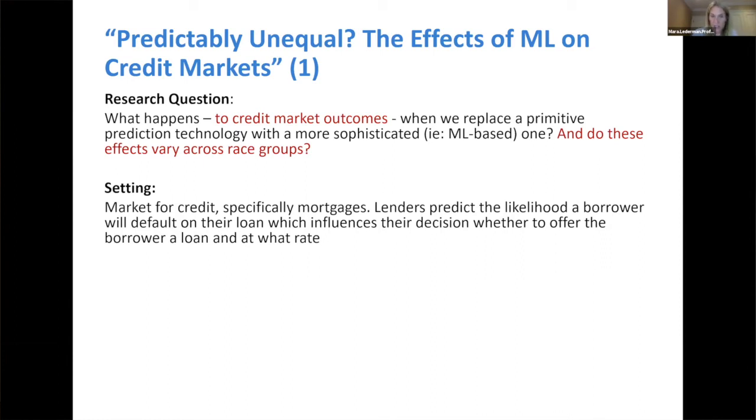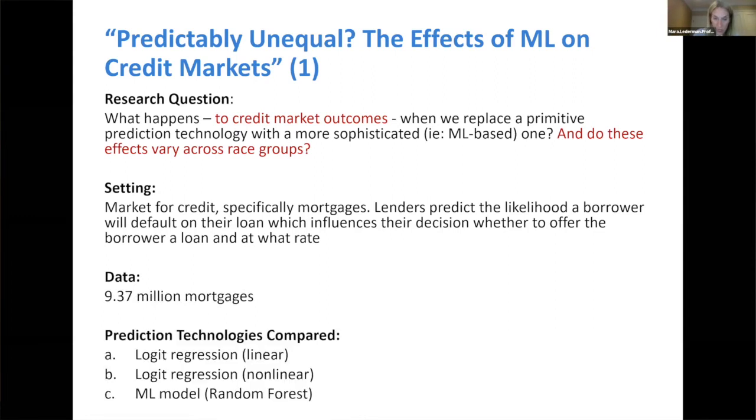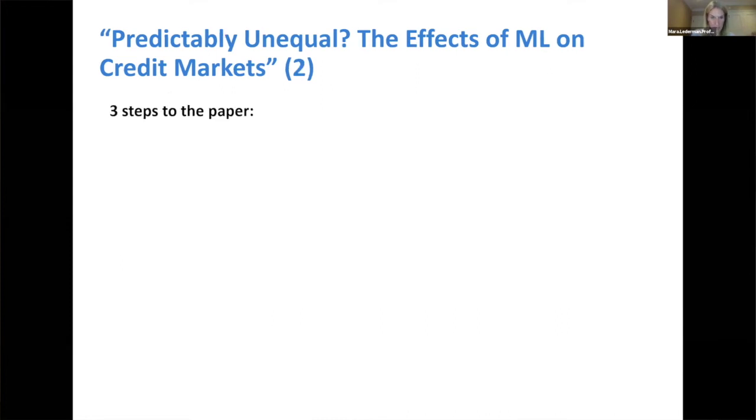And where's the prediction here? Lenders predict the likelihood a borrower will default on a loan, which then influences the decision of whether to offer the borrower a loan and at what rate. They have data on over 9 million mortgages, and they do a similar thing. They horse race different prediction technologies, right? They don't have a human prediction, but they use a linear logit, a non-linear logit, and a machine learning model.